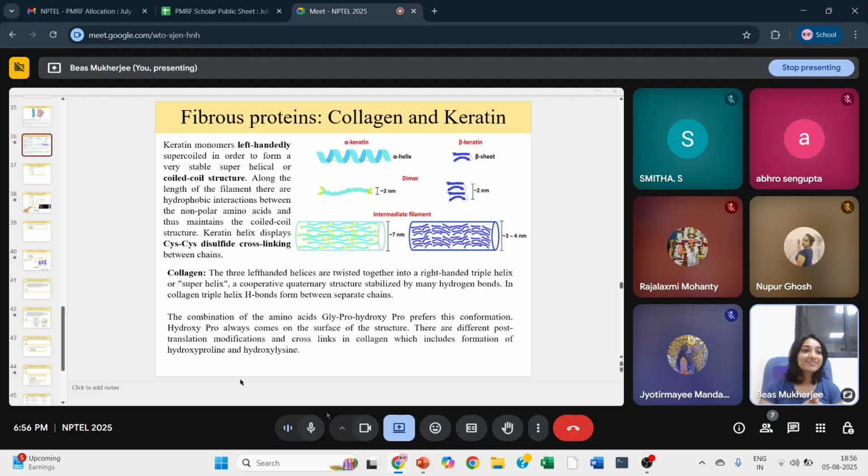And that is why heat treatment is a very temporary thing, right? Because heat denaturation can be reversible, but chemical treatment and all, that is not reversible anymore. So that is something very interesting. You can look into that.